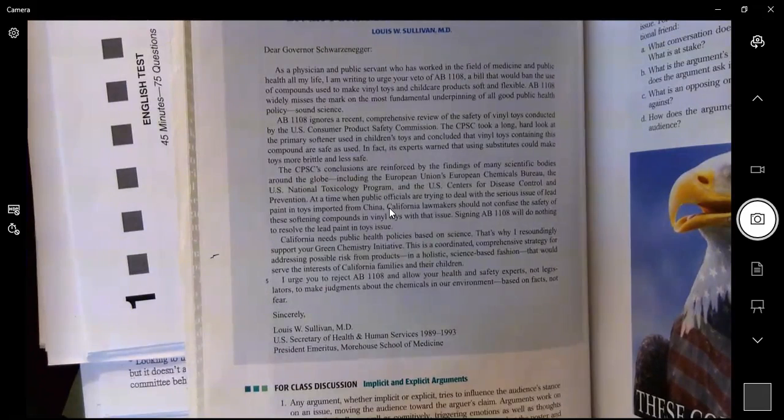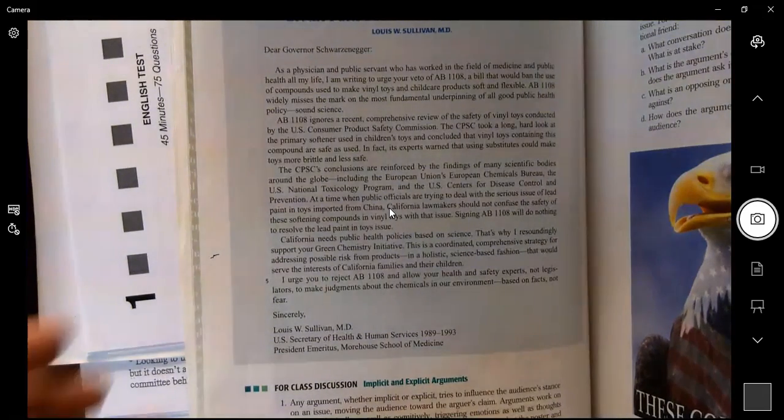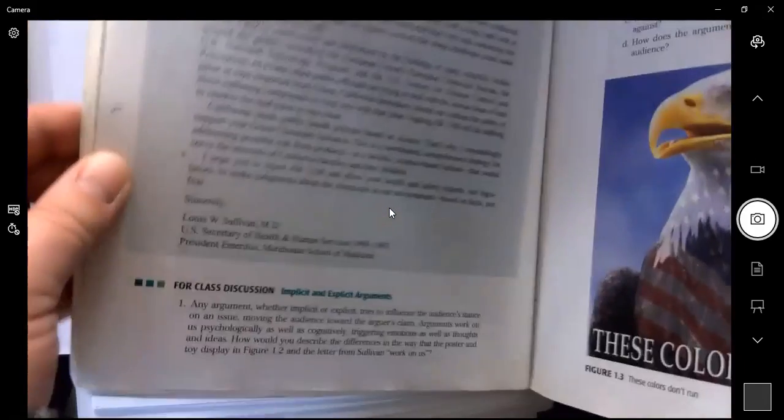So we're actually going to do the discussion bit in a second here. I think the implicit arguments are kind of fun.